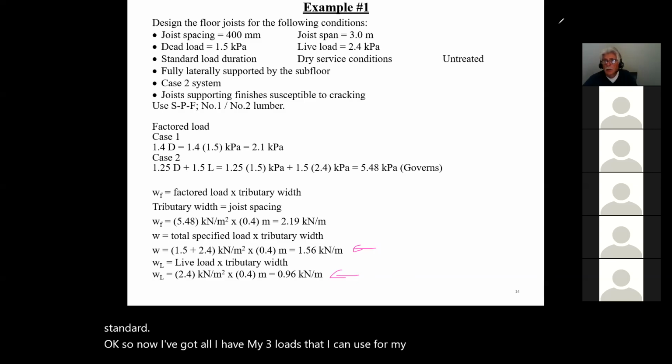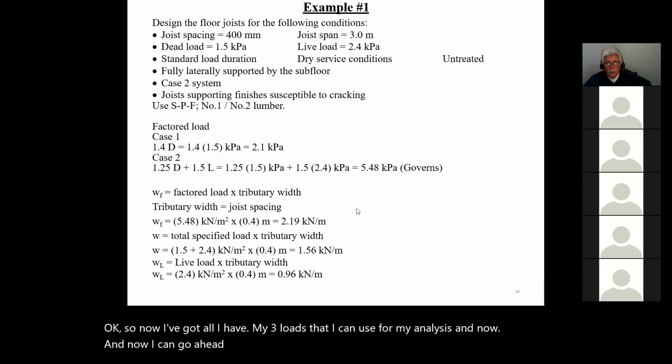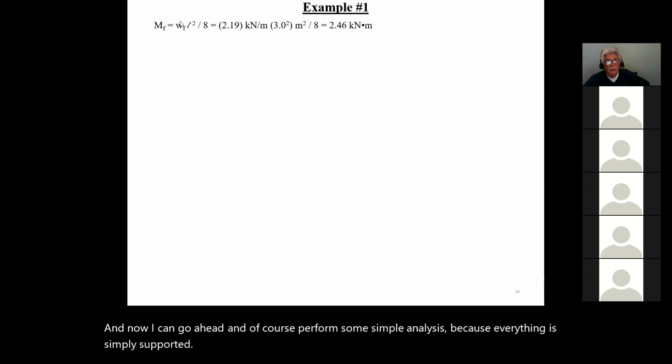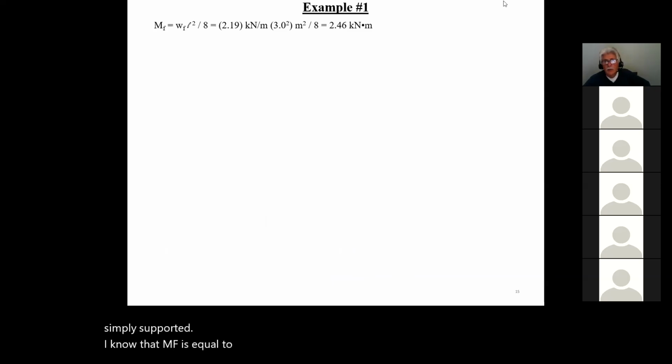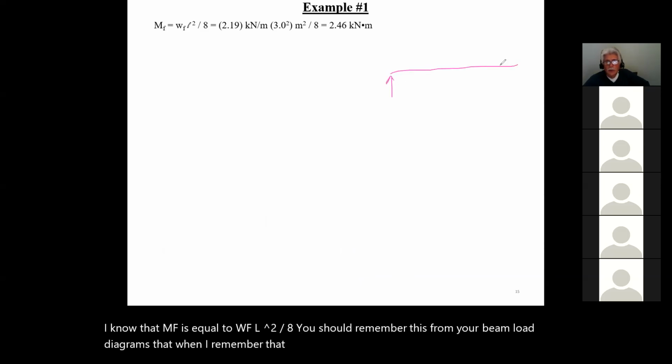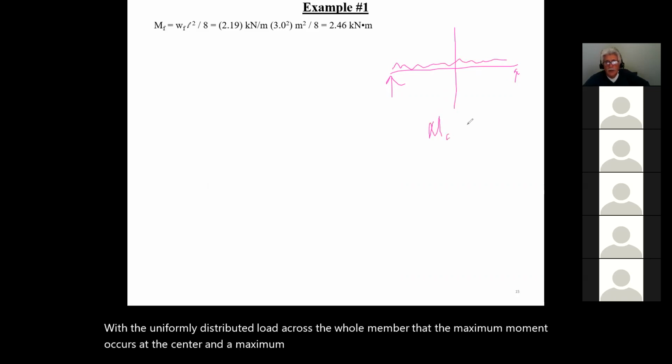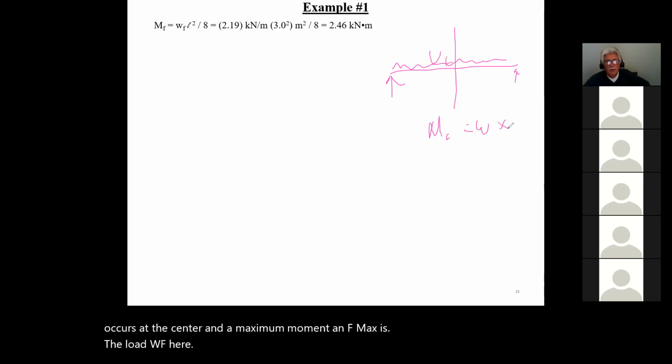And now I can go ahead and, of course, perform some simple analysis because everything is simply supported. I know that Mf is equal to wf L squared over 8. You should remember this from your beam load diagrams, that when I have a member that is simply supported with a uniformly distributed load across the whole member, the maximum moment occurs at the center, and the maximum moment, Mf max, is the load wf times the span, L squared over 8.